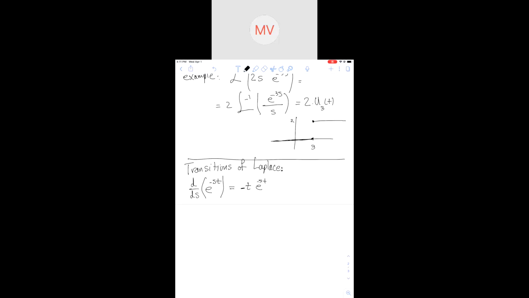Should we write that as 2? It doesn't matter. It would be the same. So if someone wrote this as 2 u of t minus 3, they're both correct. Either one is fine.